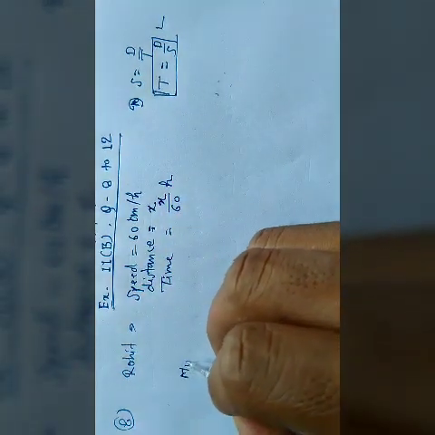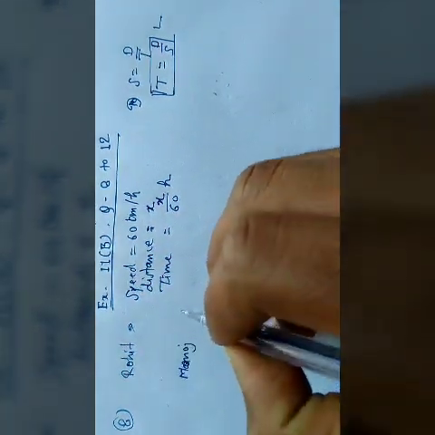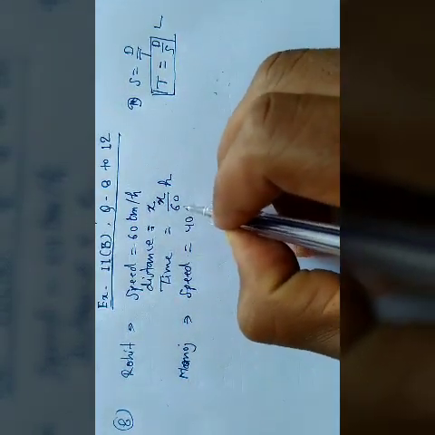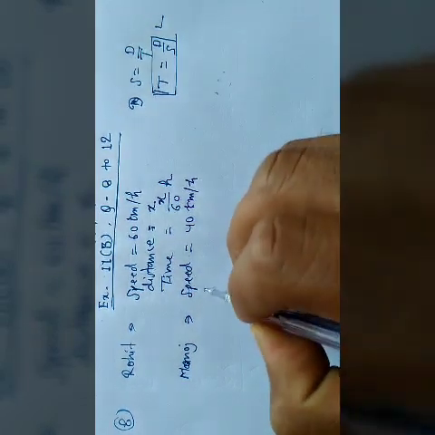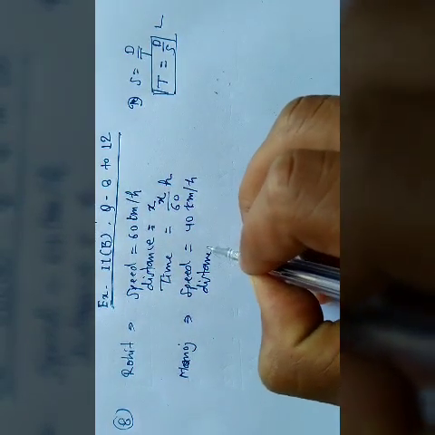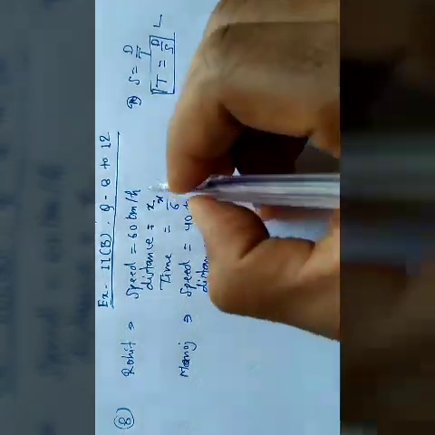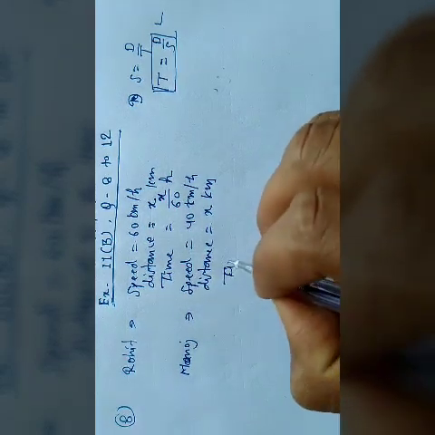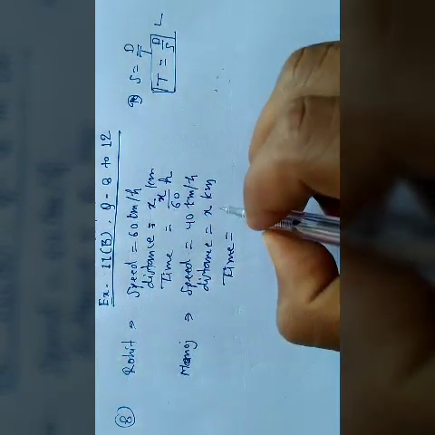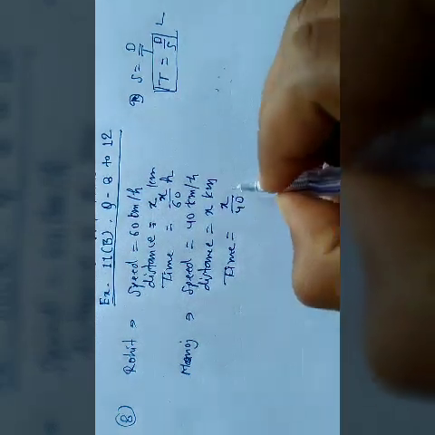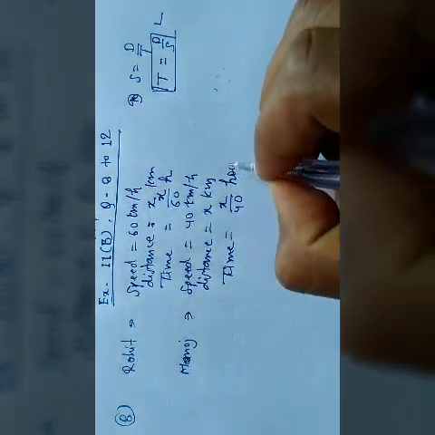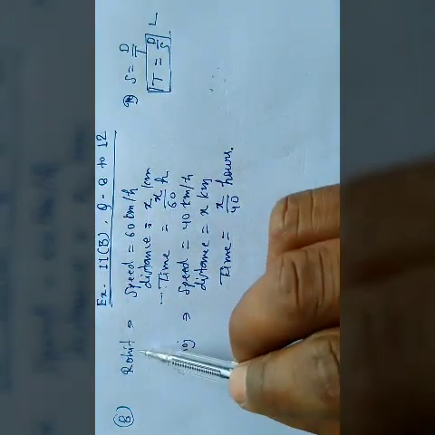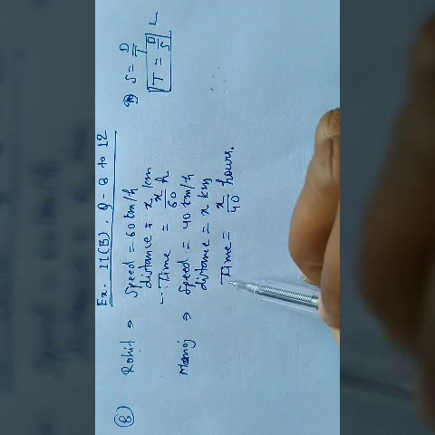Same way, solve for Manoj. Manoj's speed equal to 40 kmph and distance is same, x kilometer. Time taken by Manoj, so time equal to distance upon speed, x upon 40 hours. Now this is the time taken by Rohit and this is the time taken by Manoj.